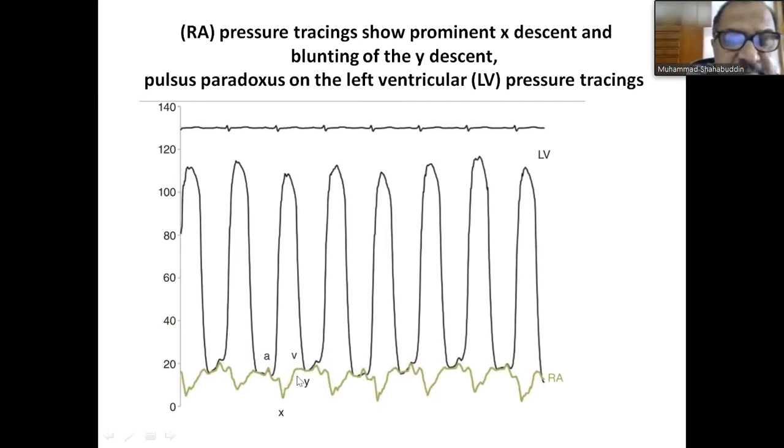V means ventricular atrial belly. When the atrioventricular valve is closed, blood accumulates within the right atrium. And when the valve opens, there is a sharp decline of the right atrial pressure. And this is the situation when the right ventricular pressure will not drop, though the diastole is going on.